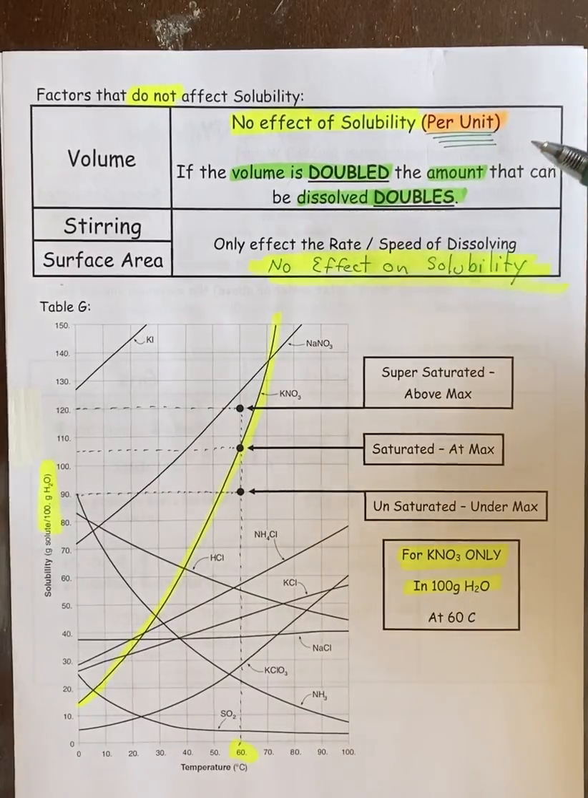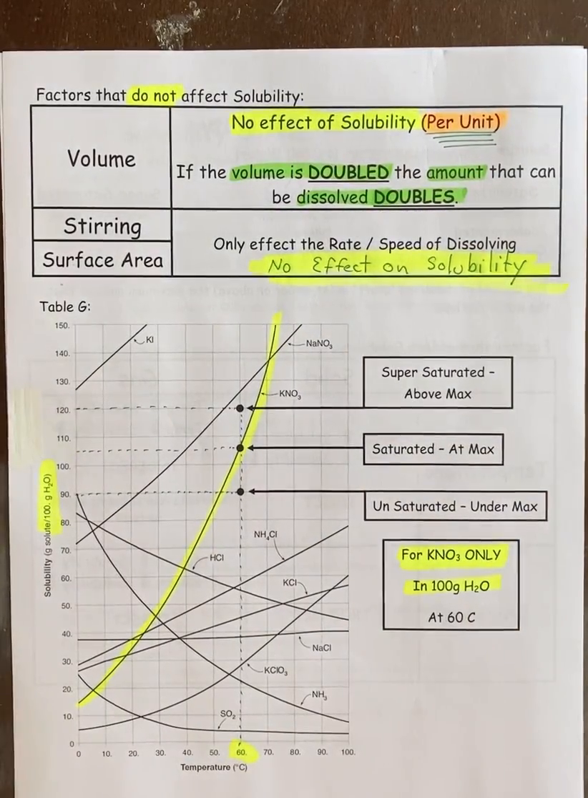Stirring and surface area, same idea. They have no effect on solubility. If I'm dissolving sugar in water and I stir it, it will dissolve faster, but it won't affect the total amount that can dissolve. Same with surface area. Powdered sugar will dissolve faster than cubed sugar, but it won't actually change the amount that can dissolve in the long run. Like, you'll still have the same maximum amount.